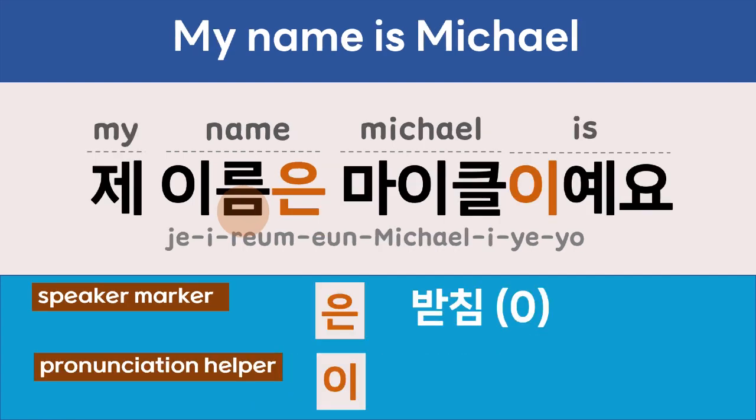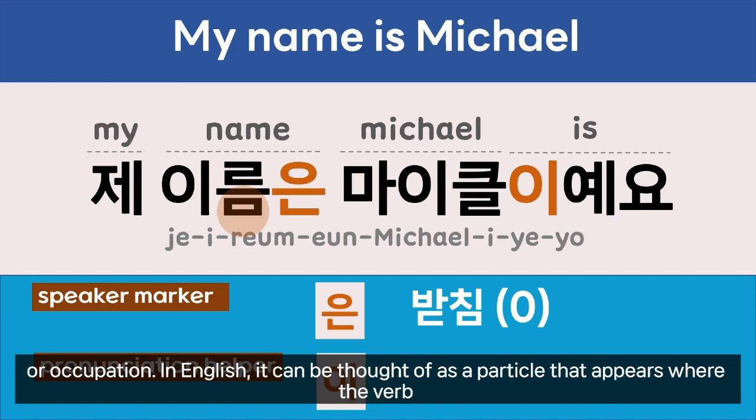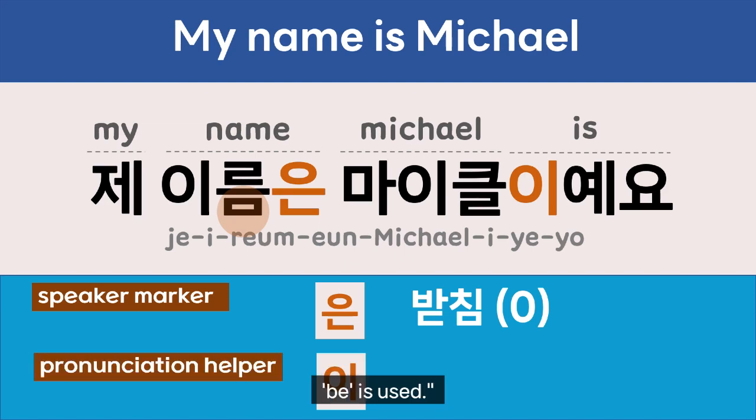My name is Michael. 제 이름은 마이클이에요. 은. This particle is used when talking about oneself, such as one's name, position, or occupation. In English, it can be thought of as a particle that appears where the verb be is used.